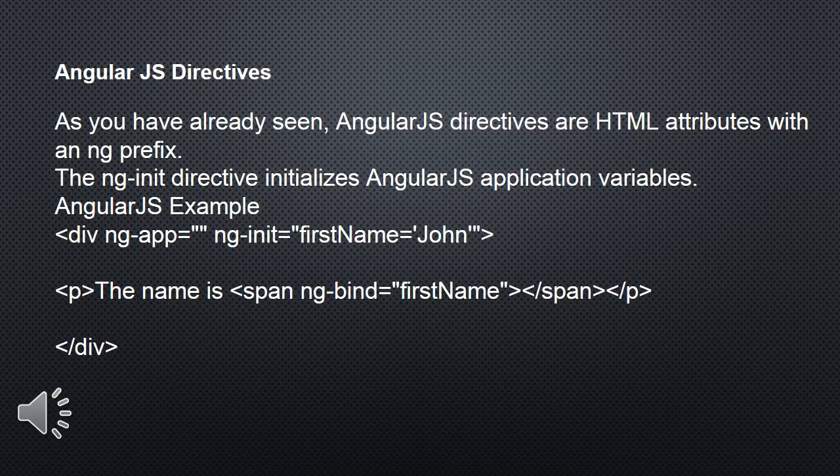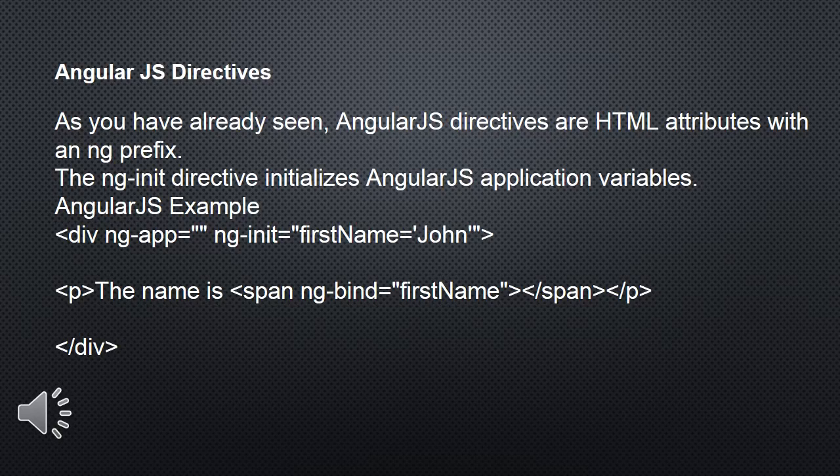ng-model directive. This directive binds the values of AngularJS application data to HTML input controls. In following example, we've defined a model named name. Div ng-app equals p enter your name, input type equals text ng-model equals name /p /div.